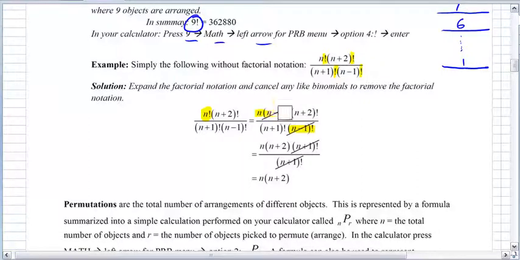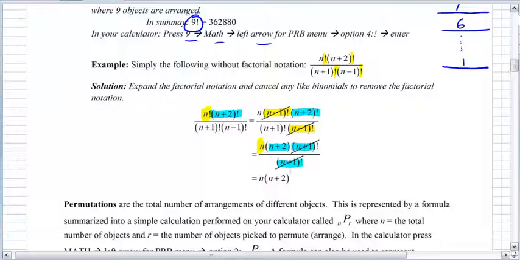However, if you find that when you get to n minus 1 factorial, and there's n minus 1 factorial somewhere else that you can cancel, numerator to denominator, then you can cancel that. So then what we actually have is n minus 1 factorial over n minus 1 factorial canceling. So the only thing we're left with is the n.